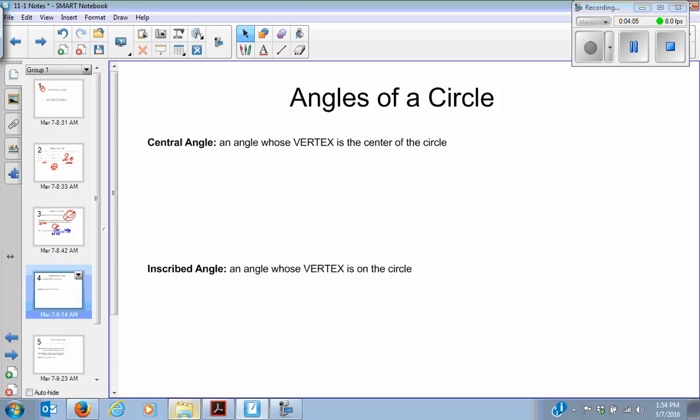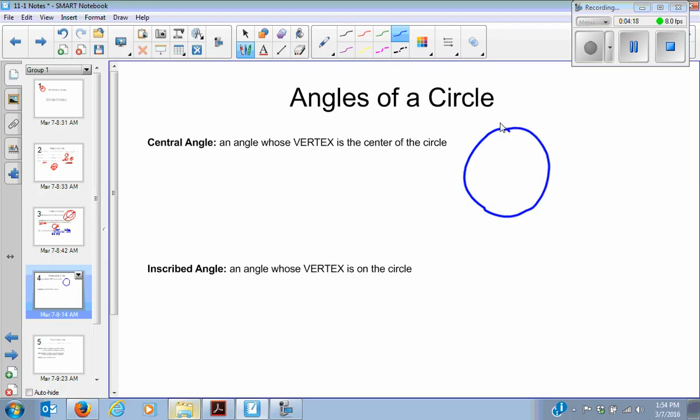All right, angles. Angles in a circle. We have a central angle. A central angle is an angle whose vertex is in the center of the circle. So if you have a circle, you've got the center, you've got this angle that is happening right here.